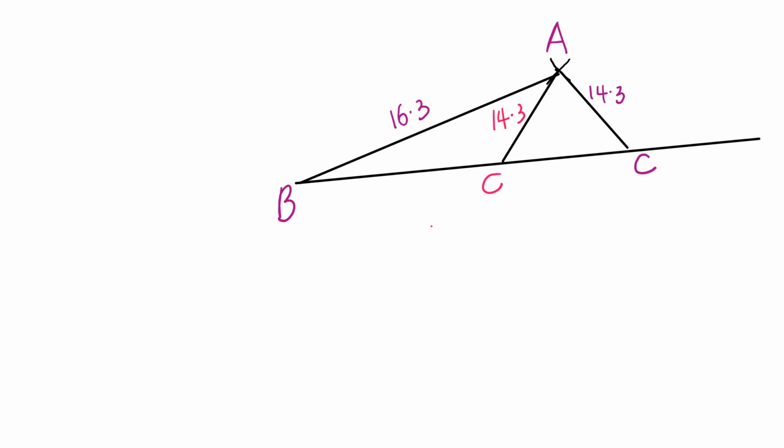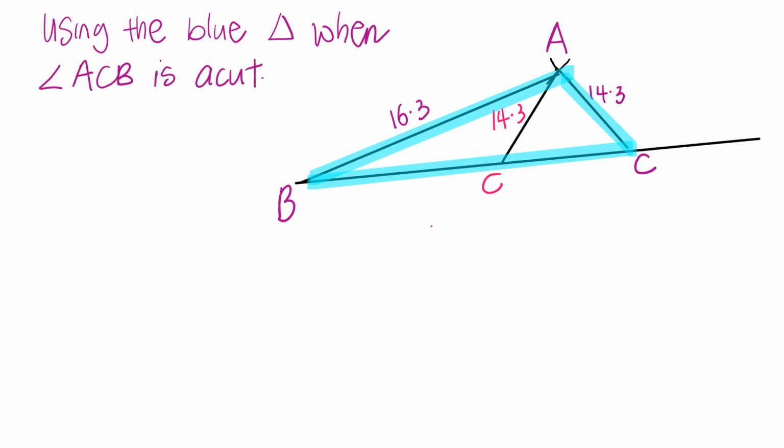Right, so let's solve these questions. Earlier on, we all agreed that there are two possibilities. Your ACB can be acute, or your ACB can be obtuse. So let's look at what happened. We're going to use the blue triangle when your angle ACB is acute. So what kind of answer will we get for the angle ACB?